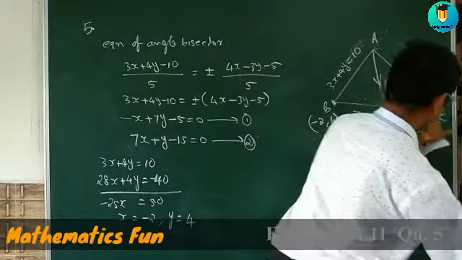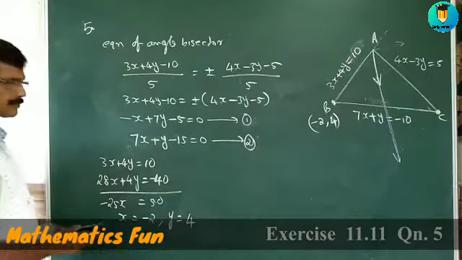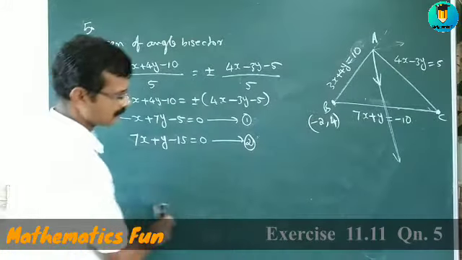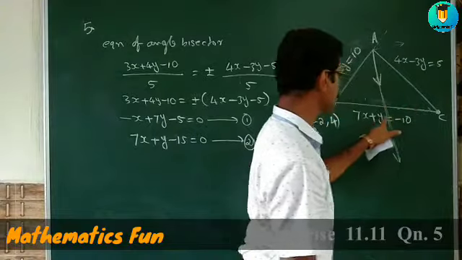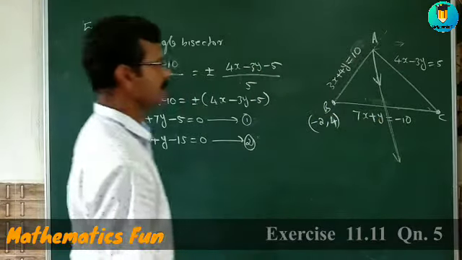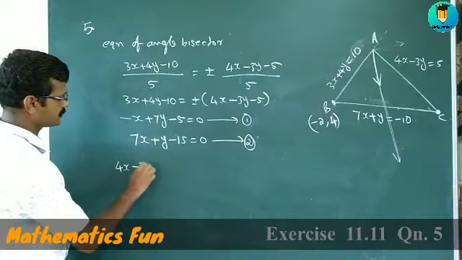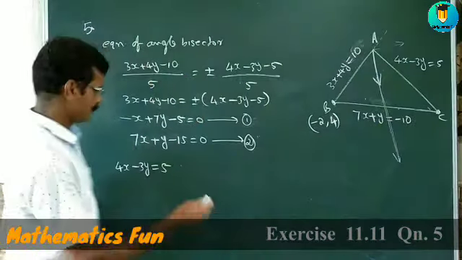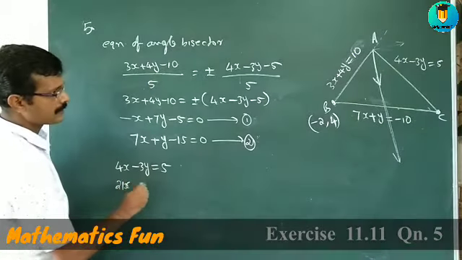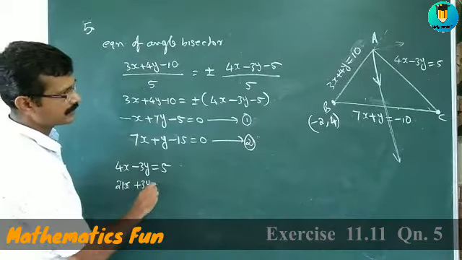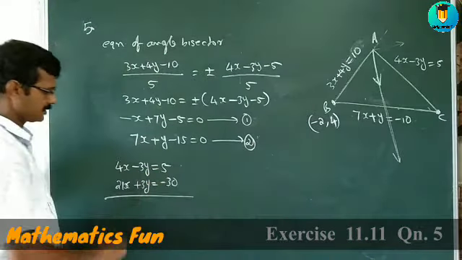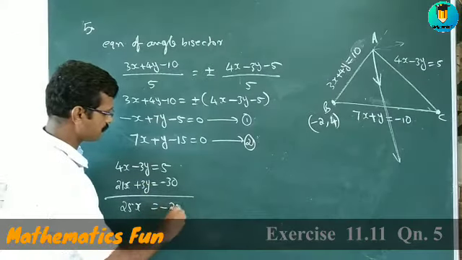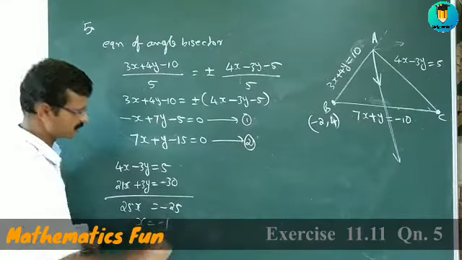Now I will find the coordinates of C, again applying the simultaneous technique on these two lines. I will make it 3 here. The first equation is 4x minus 3y is equal to 5. Here I will multiply with 3. 21x plus 3y is equal to minus 30. I will add it. 25x is equal to minus 25. x is equal to minus 1.